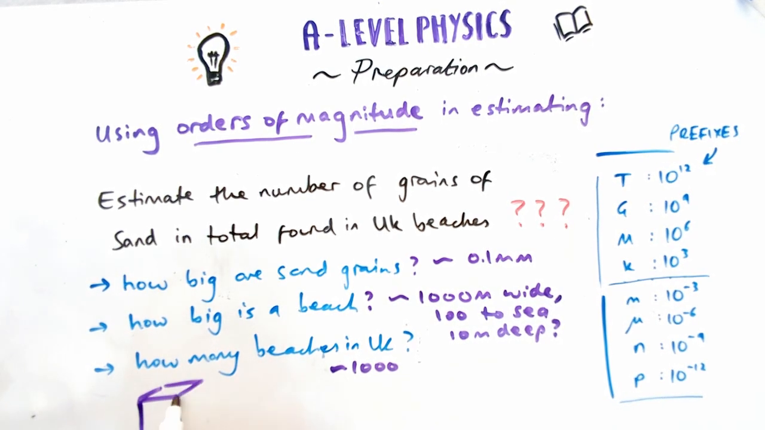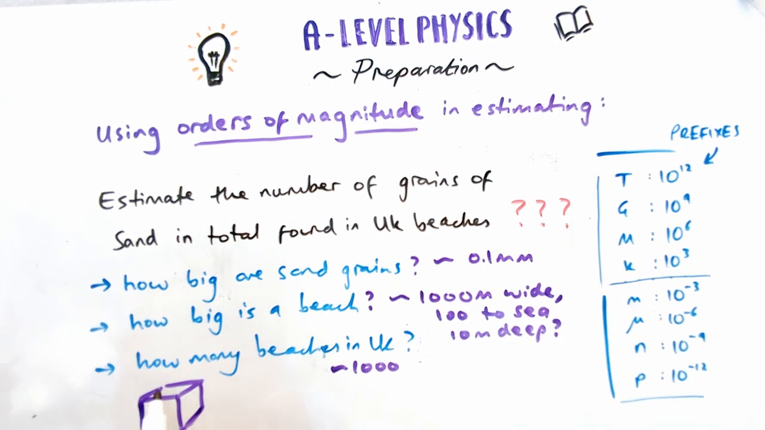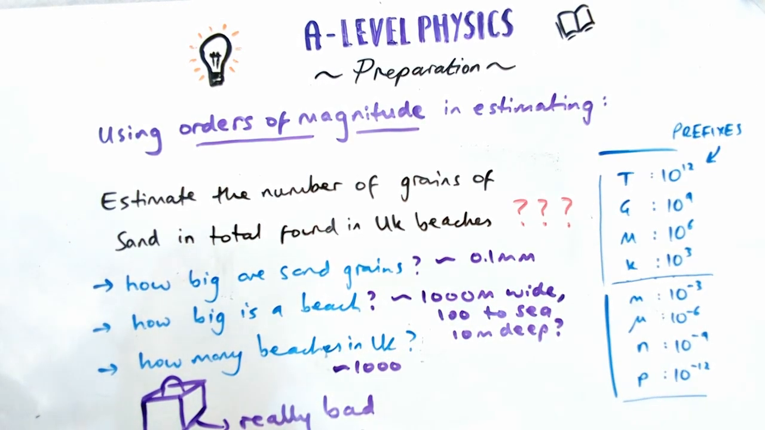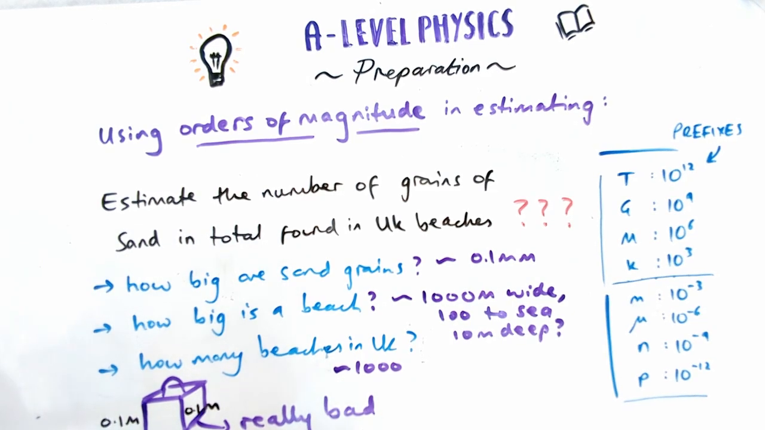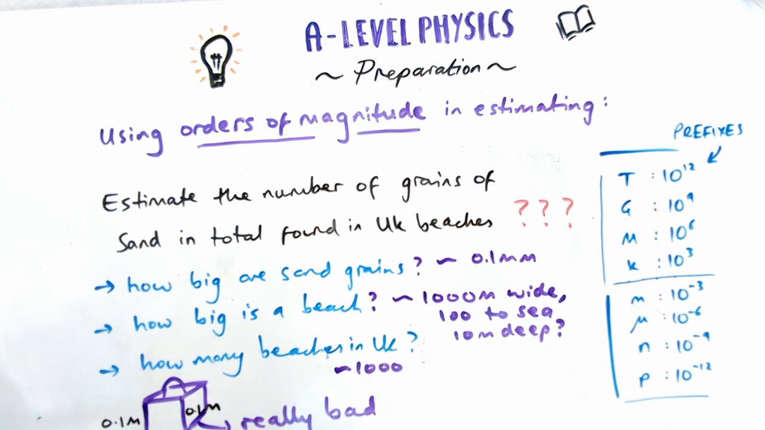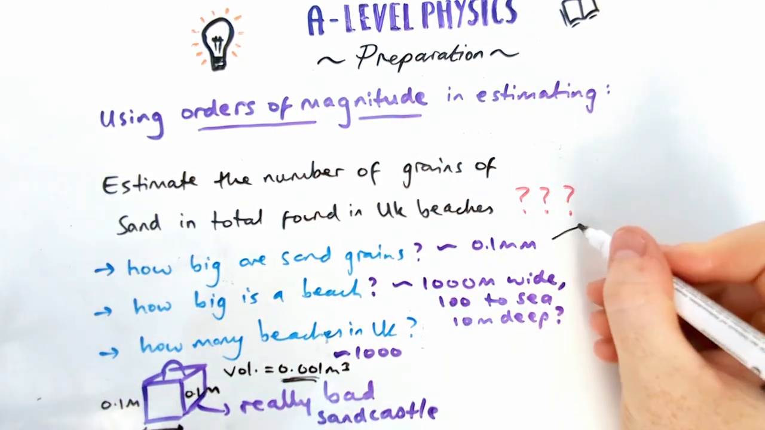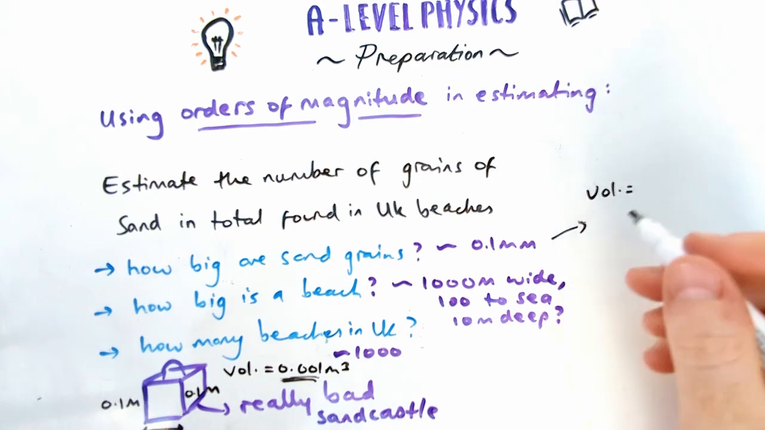So to make our answer a little bit simpler, let's keep the idea of a sandcastle in mind, because that's a bit more relatable. So this is a really bad sandcastle, which is just a cube. Obviously you wouldn't make one of these, but it helps with the maths to make the volume. So if we are going to talk about a sandcastle that's roughly 10 centimeters tall, that's 0.1 meters times 0.1 meters times 0.1 meters. So the volume of one sandcastle is going to be basically 0.001 meters cubed. Keep everything in meters cubed so we can compare it later.